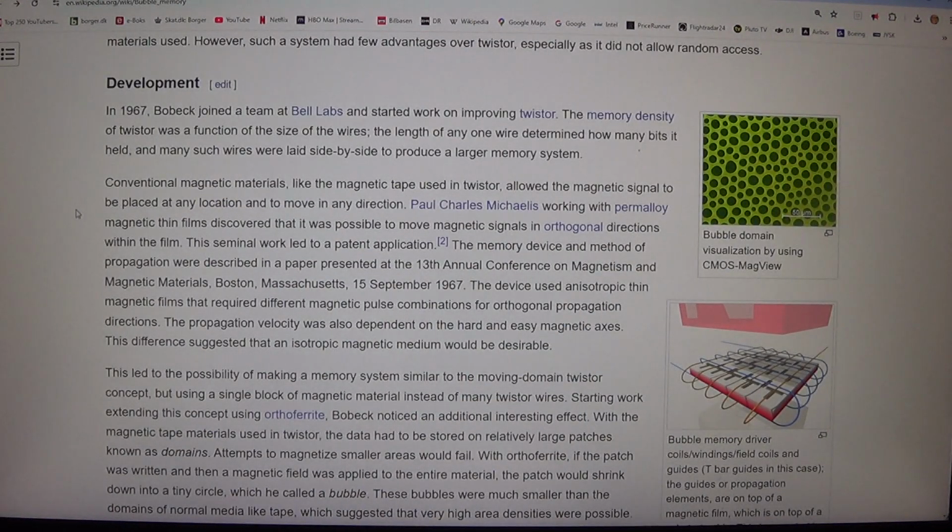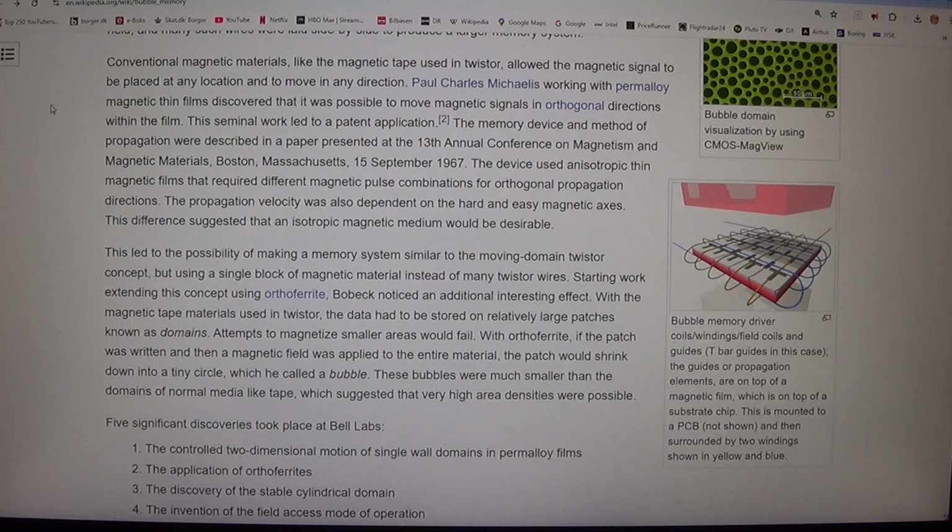Paul Charles Michaelis, working with permalloy magnetic thin films, discovered that it was possible to move magnetic signals in orthogonal directions within the film. This seminal work led to a patent application. The memory device and method of propagation were described in a paper presented at the 13th Annual Conference on Magnetism and Magnetic Materials, Boston, Massachusetts, on the 15th of September, 1967.